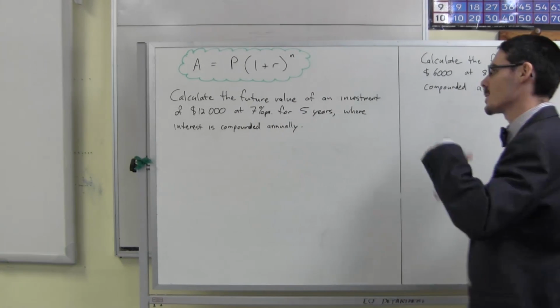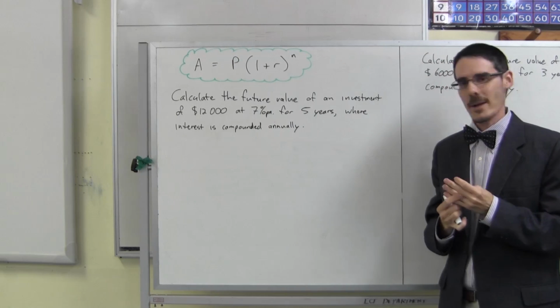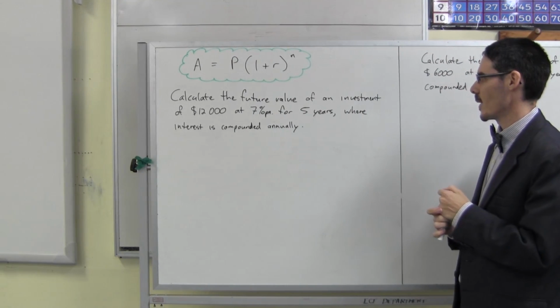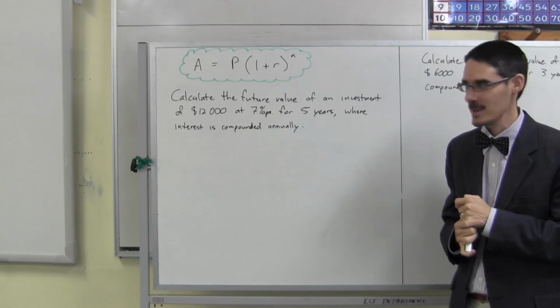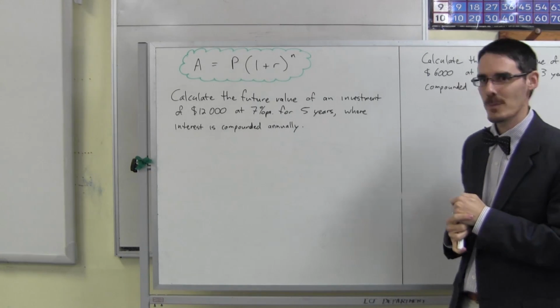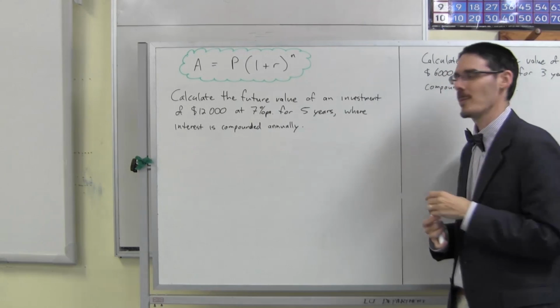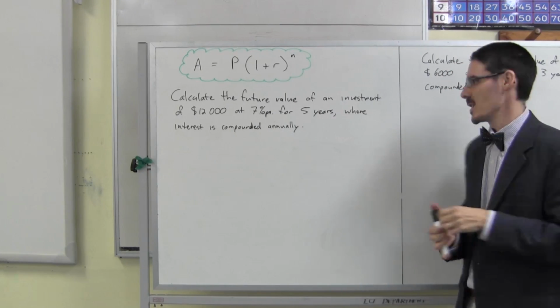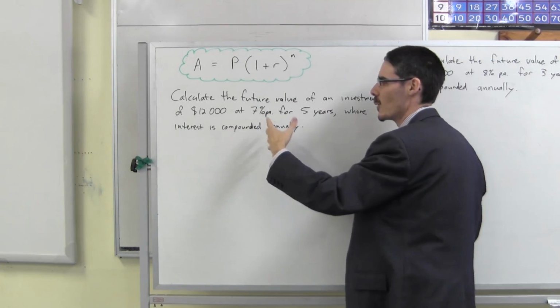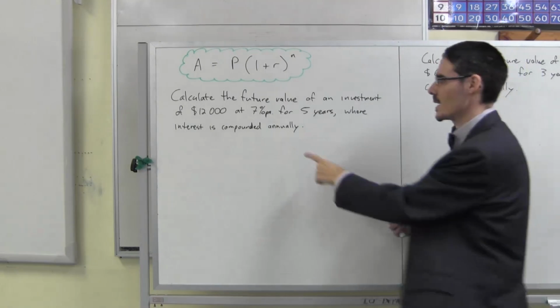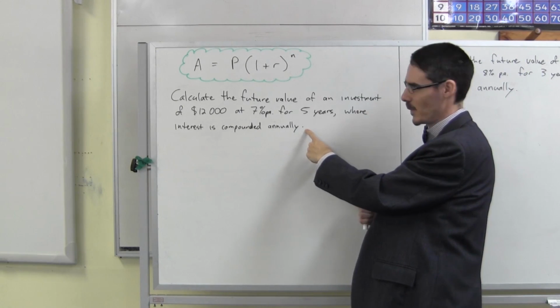So, here's my problem. Calculate the future value of an investment of $12,000 at 7% per annum for 5 years, where interest is compounded annually. So you look for interest paid or compounded or something to tell you that it's compound interest, not simple.